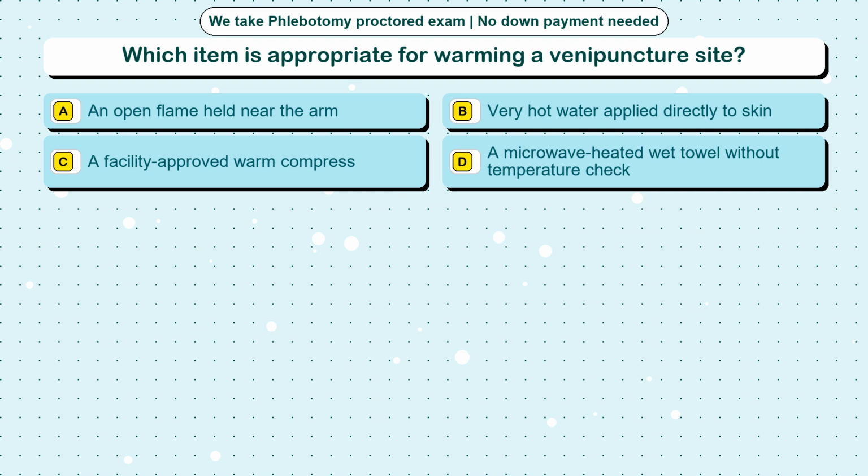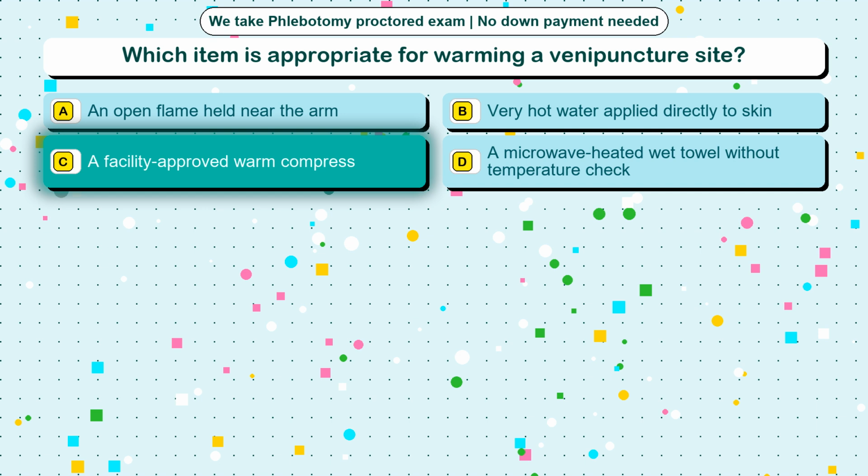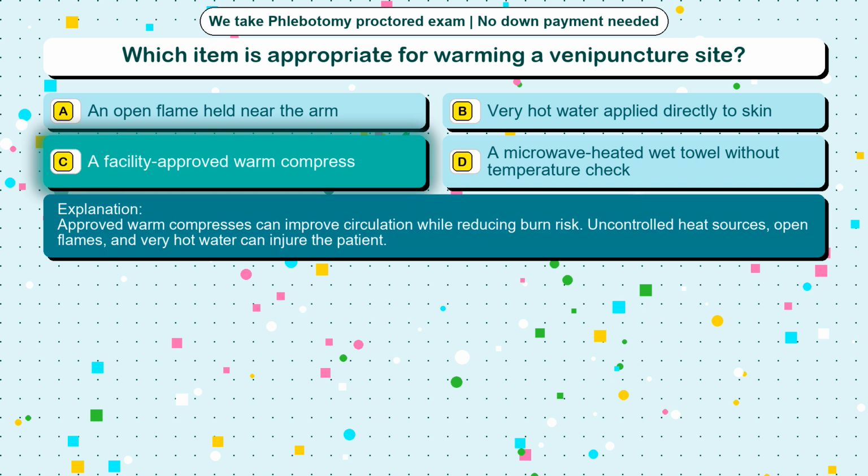Question 61. Which item is appropriate for warming a venipuncture site? Option A, an open flame held near the arm. Option B, very hot water applied directly to skin. Option C, a facility-approved warm compress. Option D, a microwave-heated wet towel without temperature check. The correct answer is option C, a facility-approved warm compress. Approved warm compresses can improve circulation while reducing burn risk. Uncontrolled heat sources, open flames, and very hot water can injure the patient.